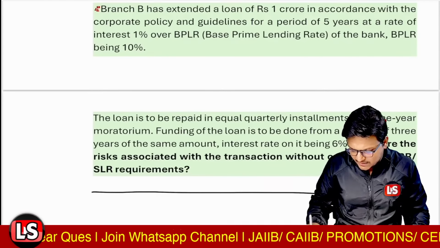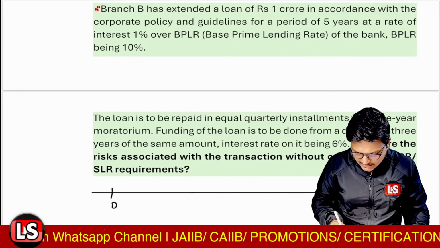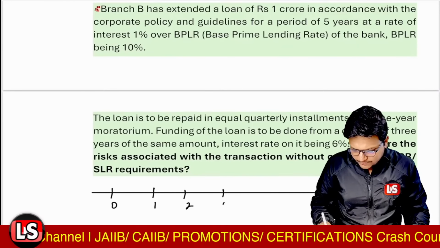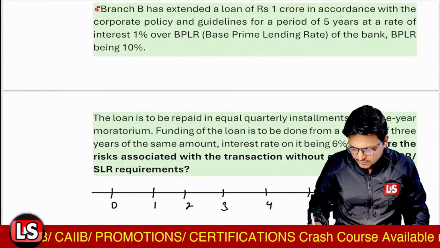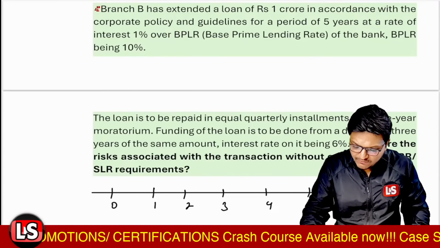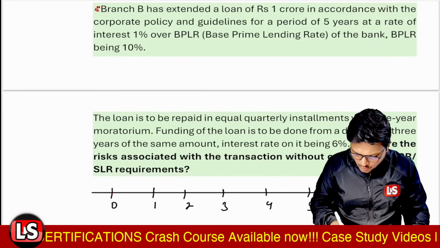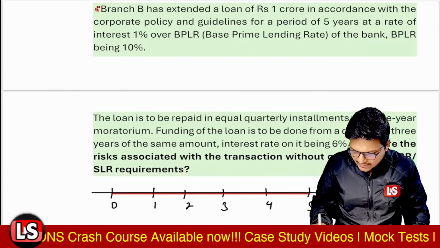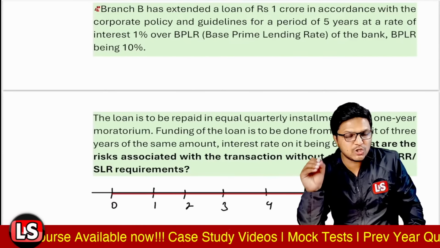So this is a timeline. Let me just draw the timeline for you: 0, 1, 2, 3, 4, and 5. So the loan has been sanctioned for 5 years. Let me just draw the loan, it will be somewhat like this. The red line is basically indicating the loan which has been sanctioned over there.